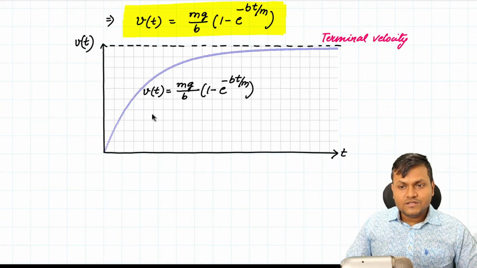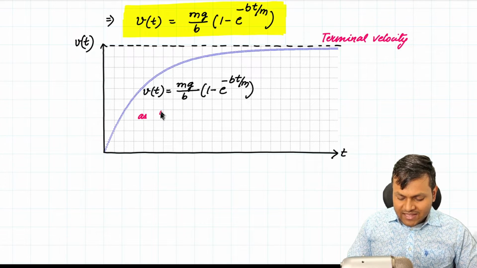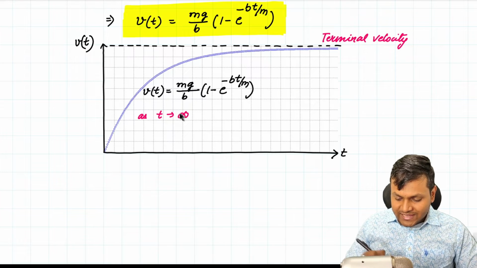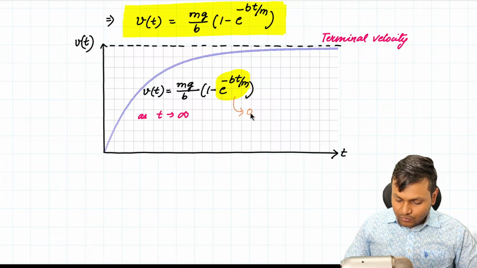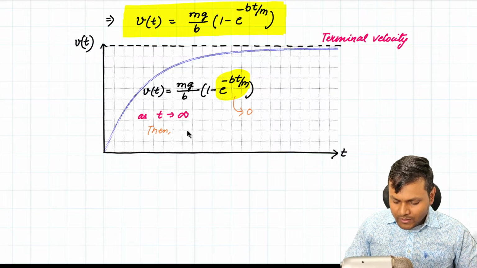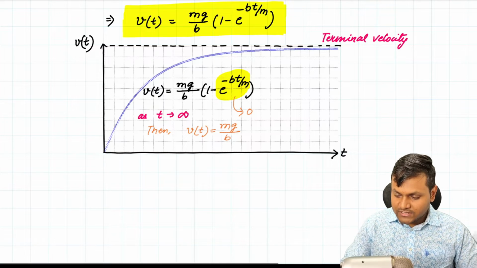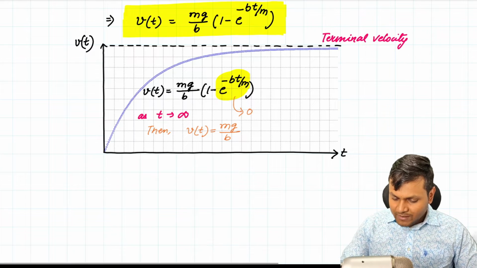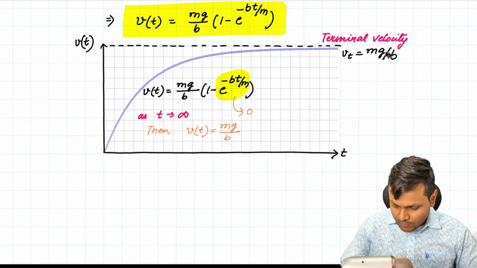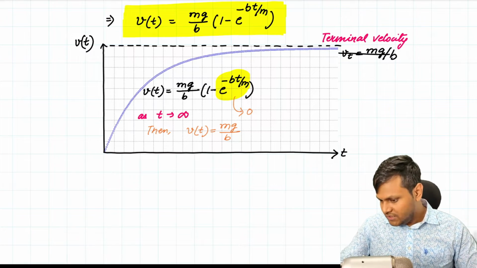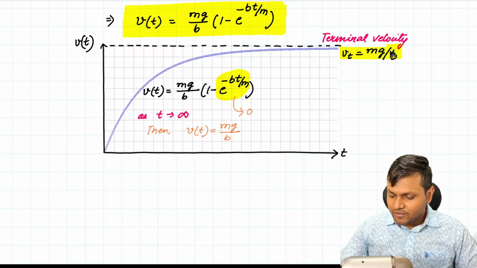But as time tends to infinity, that means as t becomes very, very large, in that kind of a situation, this term approaches infinity and this entire term approaches what? It approaches 0. In that kind of a situation, what do you get? The velocity comes out to be mg upon b. So as you can see, this velocity, which I am going to call the terminal velocity, is actually mg upon b. This is the terminal velocity of the object as it is undergoing fall.